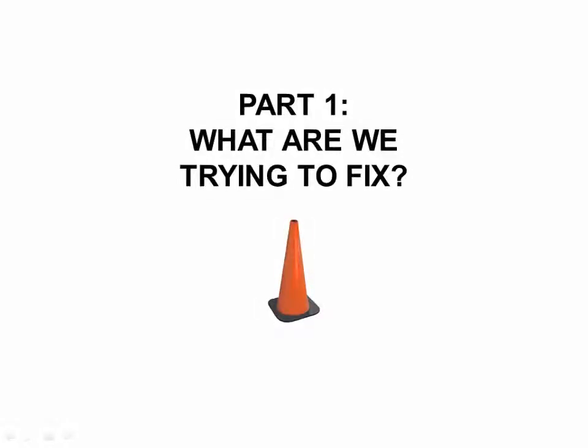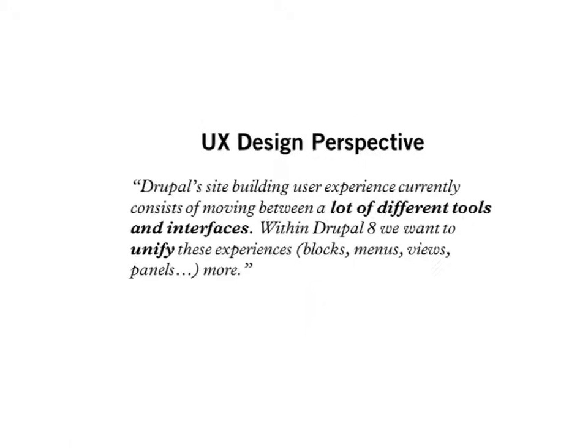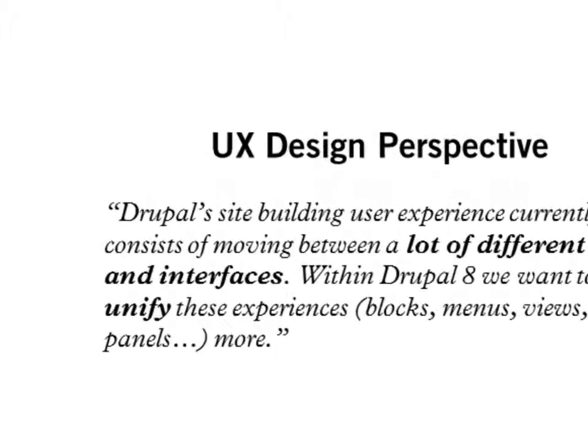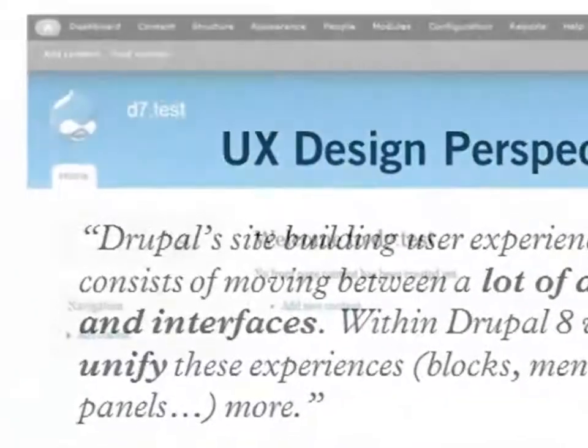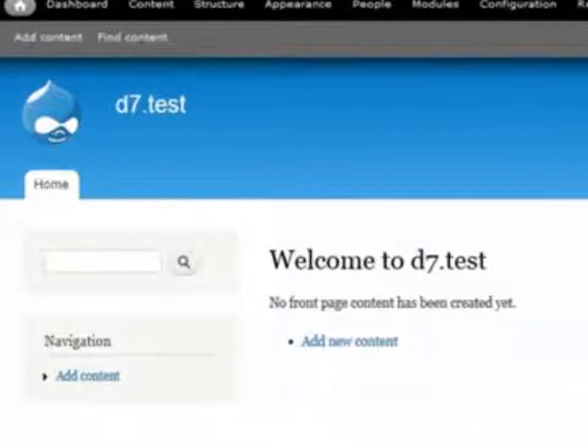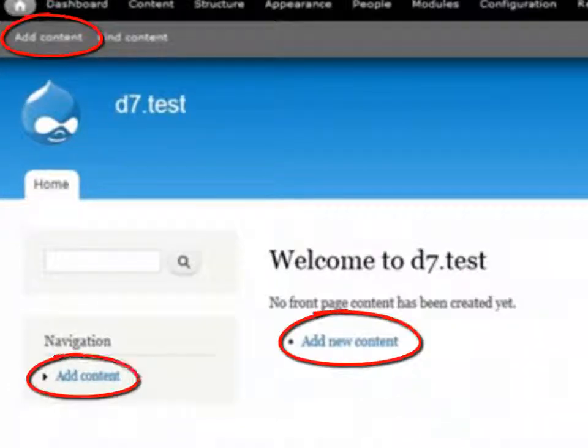So what exactly are we trying to fix? What are the problems? Well, there's actually different points of view on this, so let's have a look at them. From the user interface designer point of view, there's a lot of different ways of doing similar things, lots of different tools to learn, and that makes it a very complex user experience, so that needs to be unified somehow.